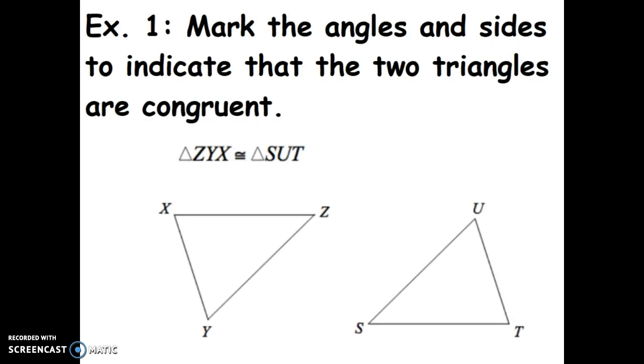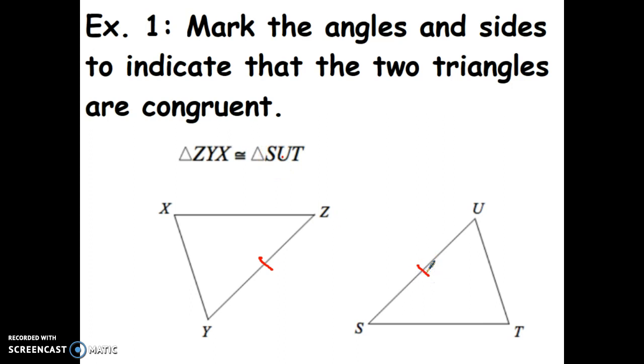Example 1, we're going to mark the angles and sides to indicate that the two triangles are congruent. So the way that I have you do it is to just go in order. So let's look at the first two letters, Z and Y. Z and Y is the first pair. So for the Z and Y, I'm going to put 1 tick mark. Z and Y corresponds to S and U. So we have the first two letters in each triangle. So S and U will also be represented with 1 tick mark.